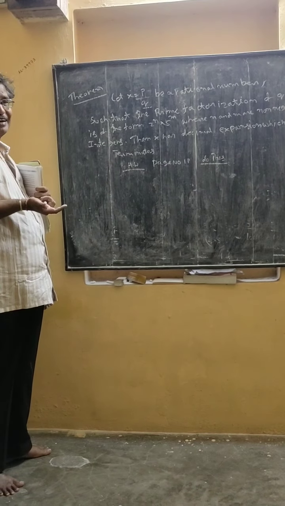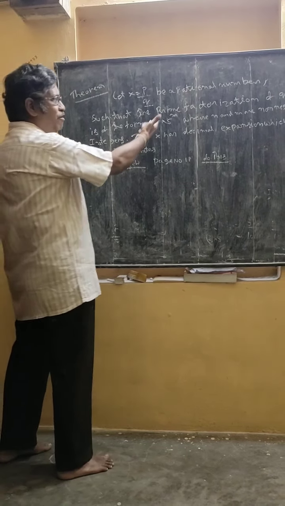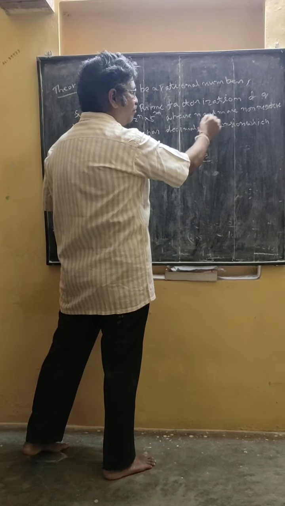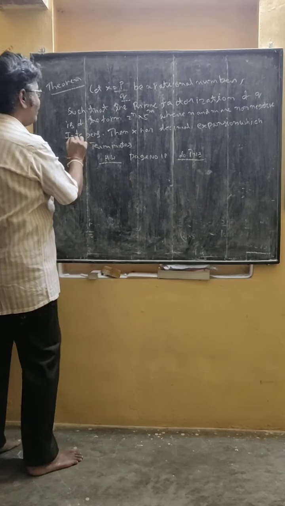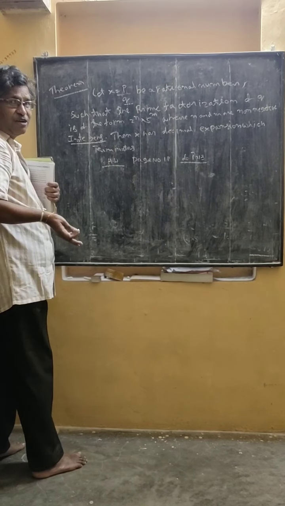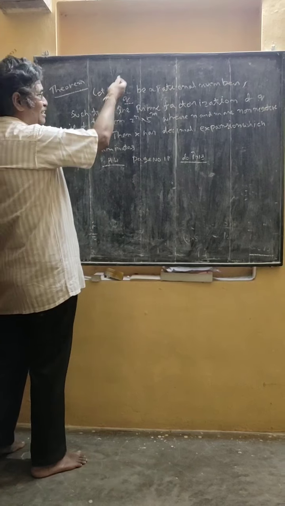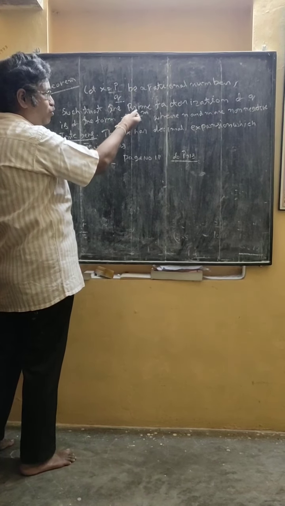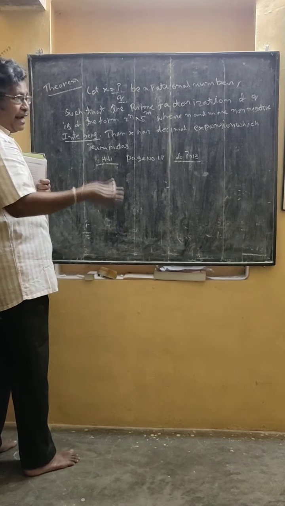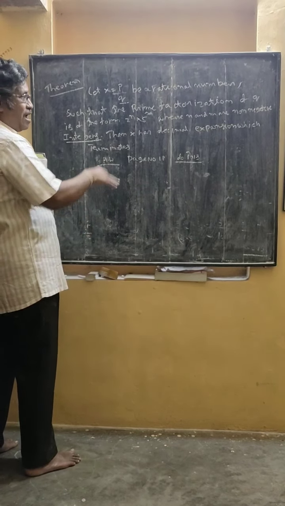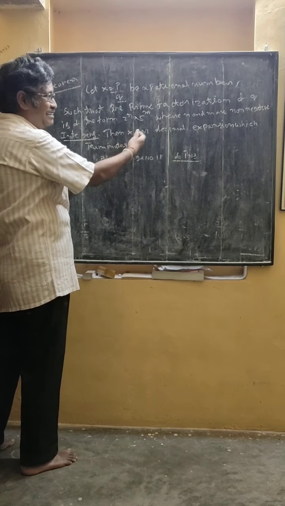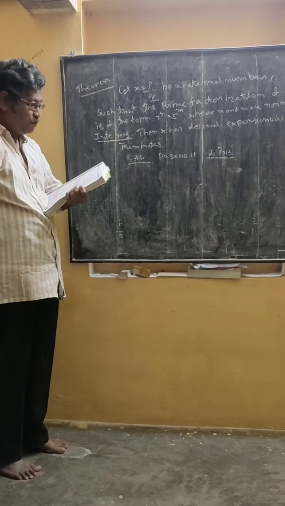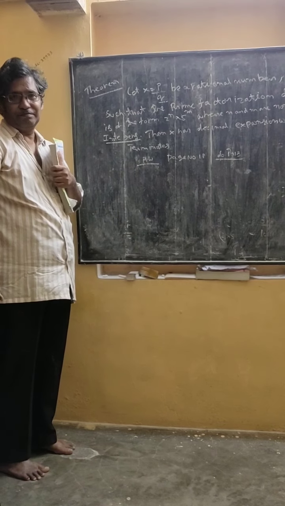The q is prime factorized. It is in the form of 2 power n into 5 power m, where n and m are non-negative integers. Then what is the result we got? If x is p by q and q is prime factorized into the form of 2 power n into 5 power m, where n and m are non-negative integers, then x has a decimal expansion which terminates. Terminating decimal we got.